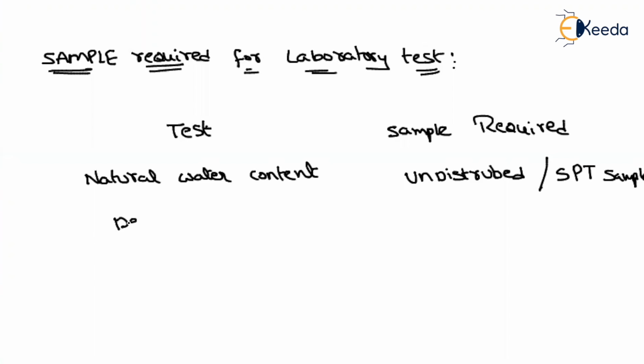Next, similarly, if you want to estimate the density of the soil, again you have to go for the undisturbed soil. Why? Because if your soil is disturbed, then the volume of the soil will change. If the volume of the soil changes, then how can we get exactly the density? Isn't it?